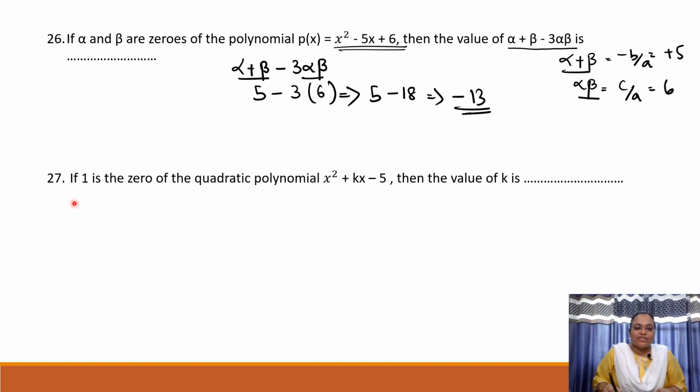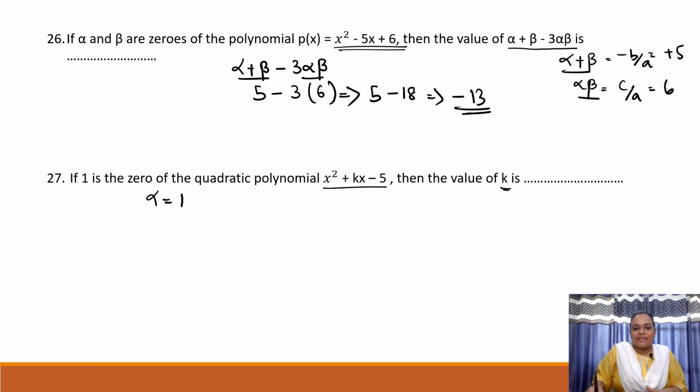So the next question is, if 1 is the zero of the quadratic polynomial x square plus kx minus 5, then find the value of k. So they have given that 1 is the zero of this quadratic polynomial, right? So let us take alpha is equal to 1. Right, they have given 1 is the zero of the quadratic polynomial. We need to find the value of k.